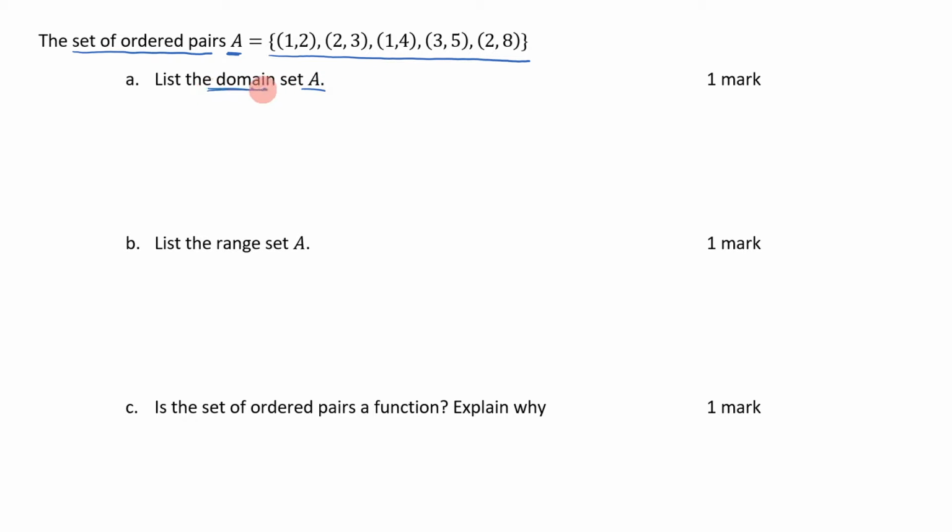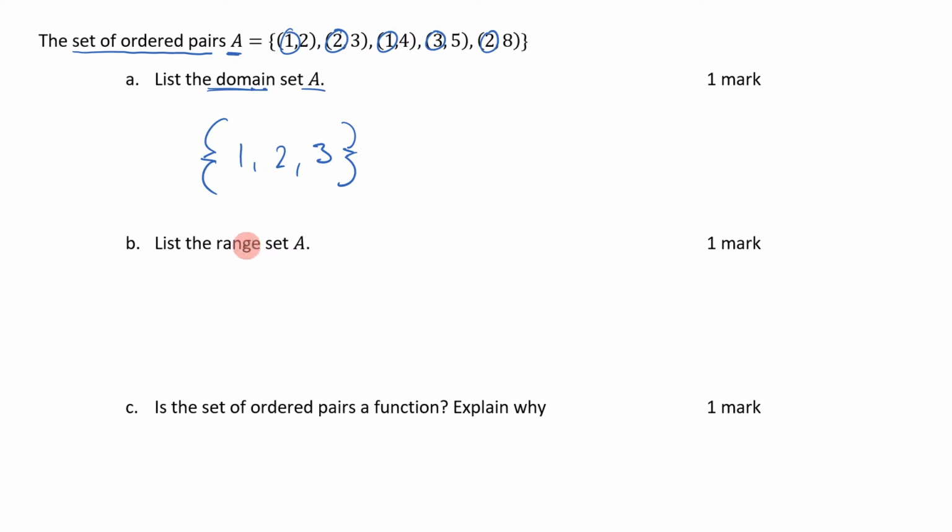Now remember, your domain is just all your possible x values. So that means we're going to be looking at all our x values here and listing them out. Now it says list the domain of set A. You always use curly brackets when you're listing out a set of values here. So what we're going to do here is we're going to say, all right, it's 1, it's 2. Now you don't include 1 again because you've already got it there. So that means the next one would be 3, and then that's all. Again, you don't include this 2 again.